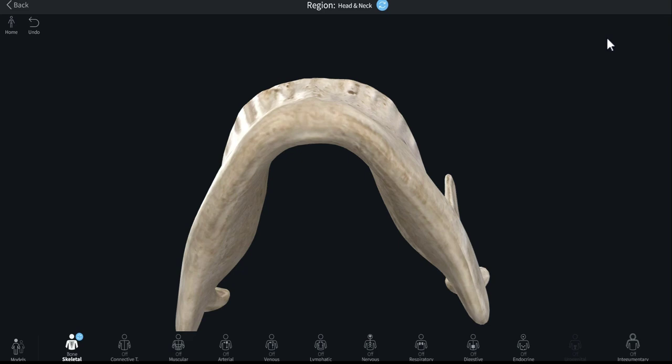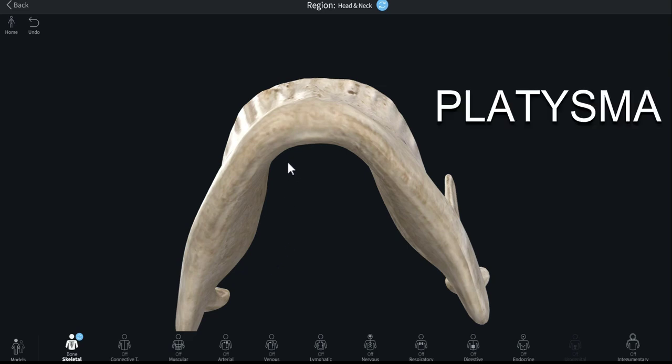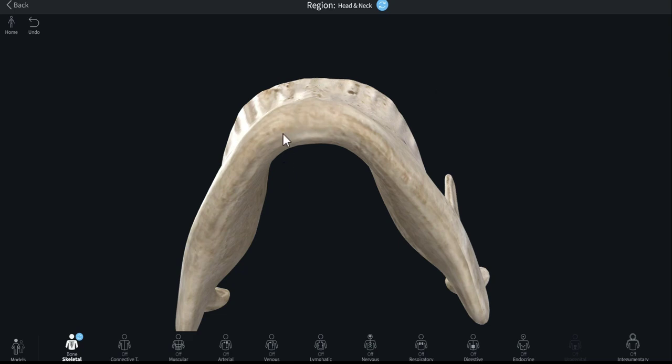We know that the neck is one of the structures of the body where deep fascia is present. So the investing layer of the deep cervical fascia, we will learn about in detail when we study the neck itself and not the mandible like we are studying now. And another attachment is the platysma muscle. That muscle's attachment is superficial to the attachment of the investing layer of the deep cervical fascia.